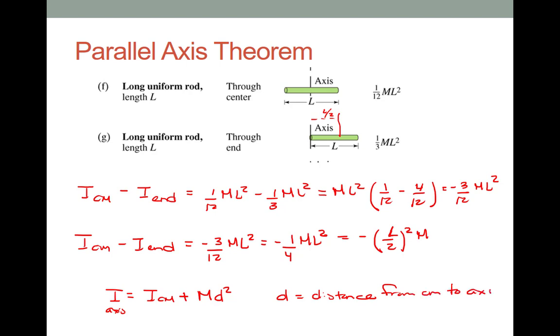If I rearrange this and take I_CM minus I_axis, that gives me negative M d squared, which is exactly the result I got up above looking at the long uniform rod.